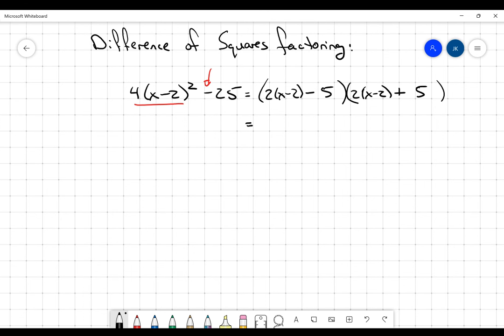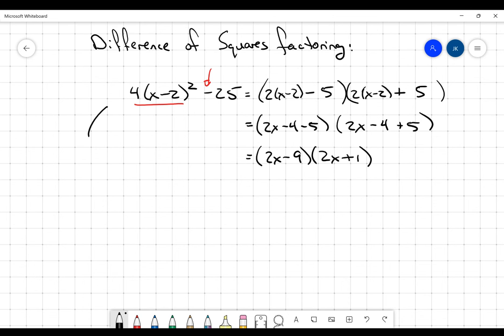Once I've got that, I'm going to drop the parentheses that I'm seeing inside there by multiplying the 2 through, and I'll do that in both cases. And then I'm going to get 2x minus 4 minus 5 will be 2x minus 9. And then 2x minus 4 plus 5 is going to be 2x plus 1. Now, normally I would look at this point and say, okay, now that I've done that, are there any common factors? And in this case, there aren't.